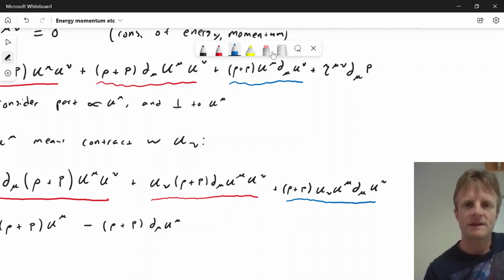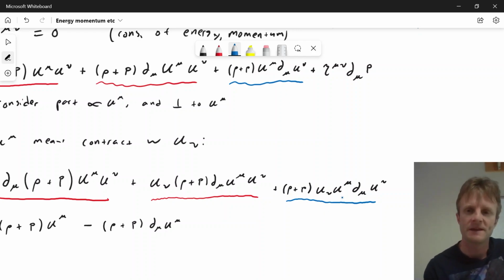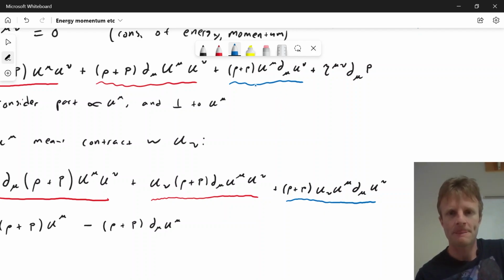And this one is interesting. This is going to turn out to be 0 now that we've contracted with u. And let me show you why. It also comes from the normalization condition. So the normalization condition, we have u, let's make it nu: u^ν u_ν equals minus 1.